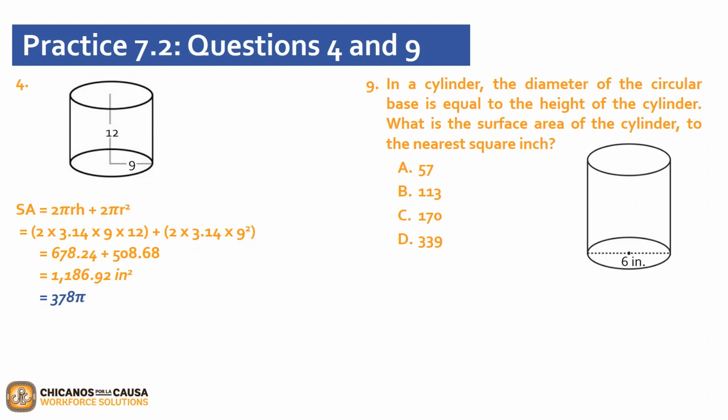So let's move on to question 9. In a cylinder, the diameter of the circular base is equal to the height of the cylinder. What is the surface area of the cylinder to the nearest square inch?